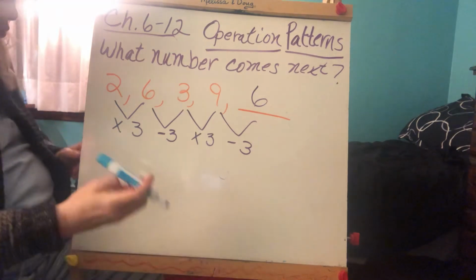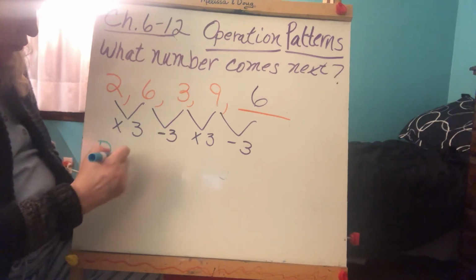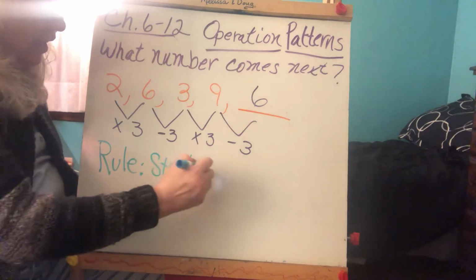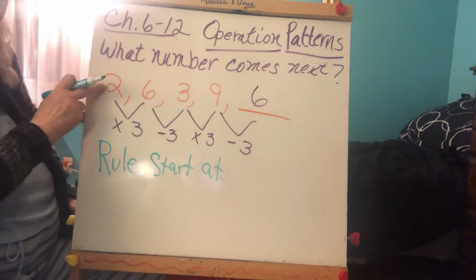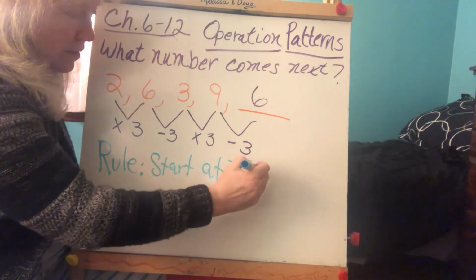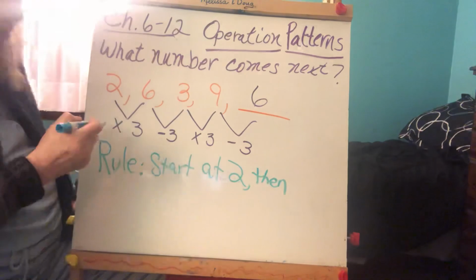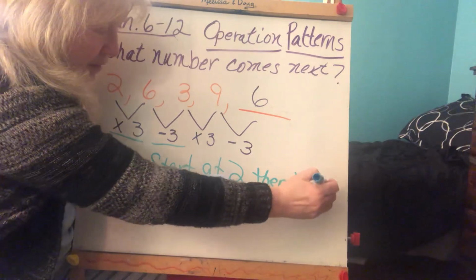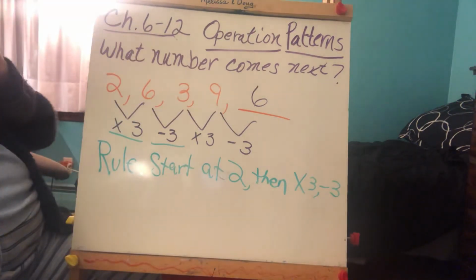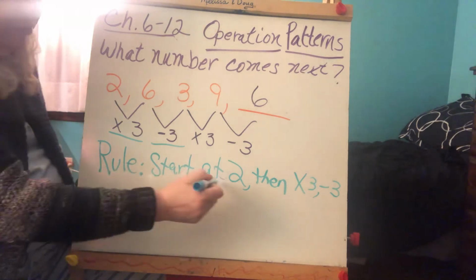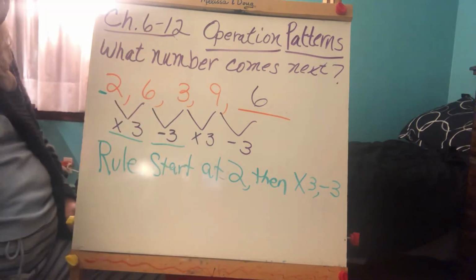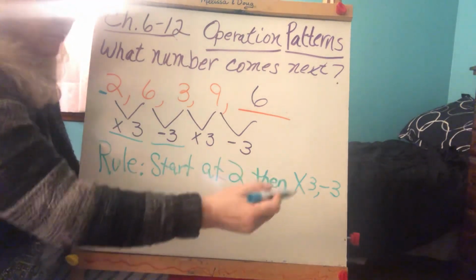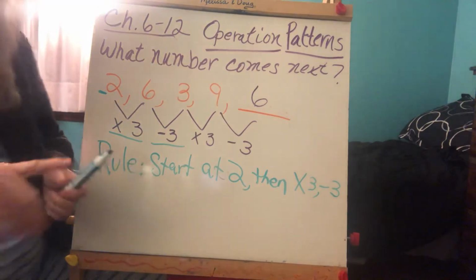So let's write a rule. Our rule is start at 2, comma, then times 3, minus 3, times 3, comma, minus 3. So your rule for this one's a little longer. You start at 2, because you always have to tell us where to start at. Start at 2, then times 3, minus 3, times 3, minus 3. That's our pattern.